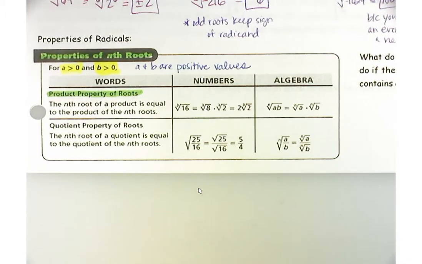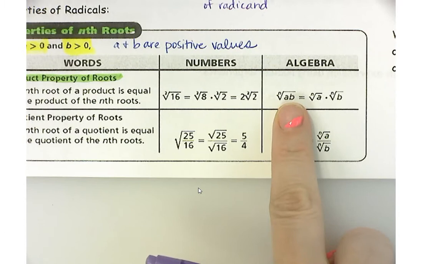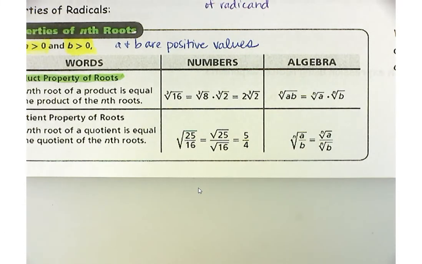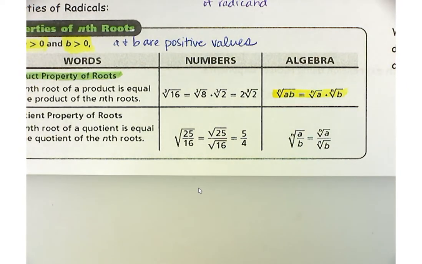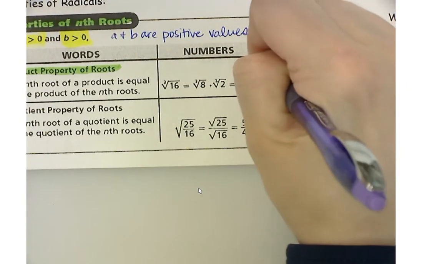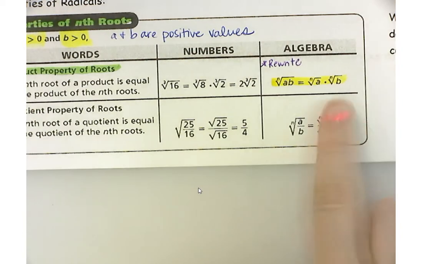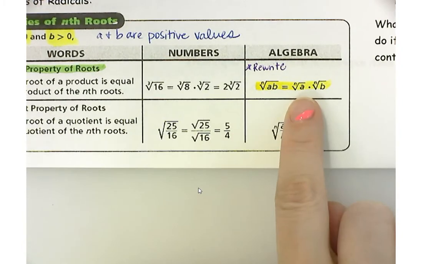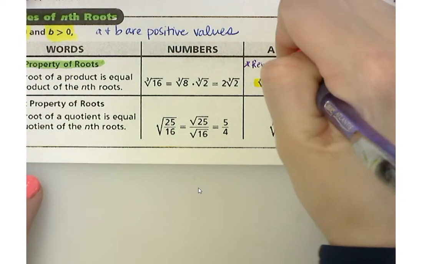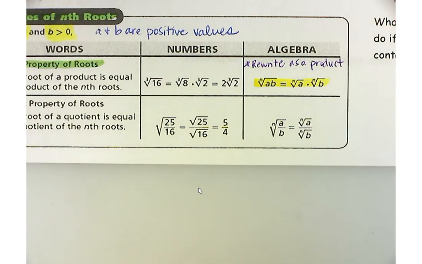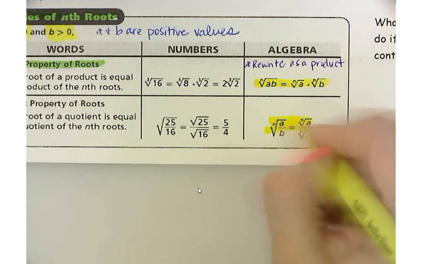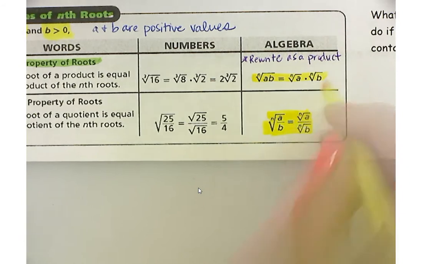Okay, for this one, they call this the quotient property, but it's easy to think of it like a fraction. When you're doing that, you're going to rewrite the square root, or whatever root you have, as a root in the numerator and another in the denominator. You guys should be annotating this with me, okay?